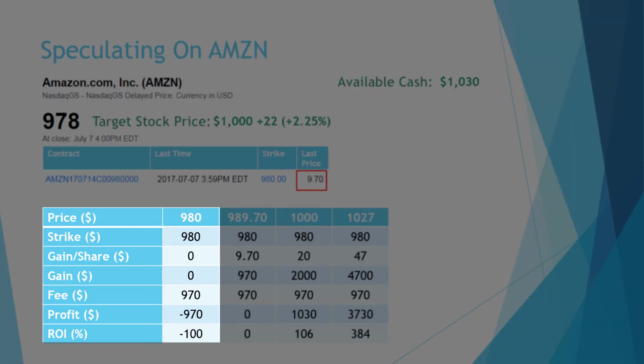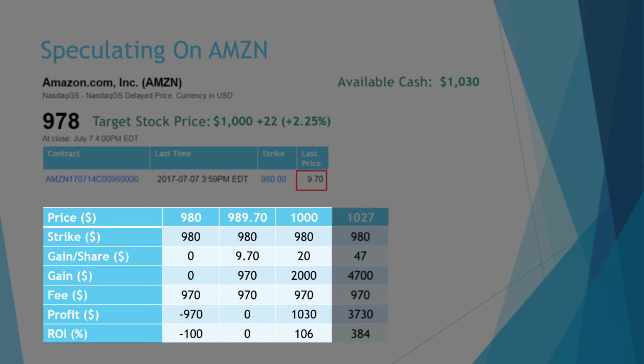At $980 and below, the contract will be worthless. Therefore, I lose $970, which is 100% of my initial investment. At $989.7 per share, the gain from the position will be $970 because there is $9.70 intrinsic value per share, and each contract is equivalent to 100 shares. But since I paid $970 for the contract, the profit is actually zero. This is actually the break-even point.